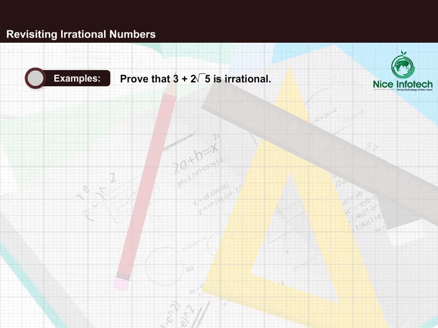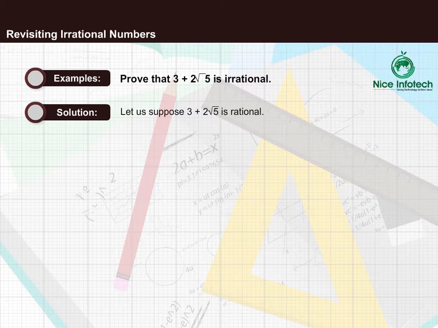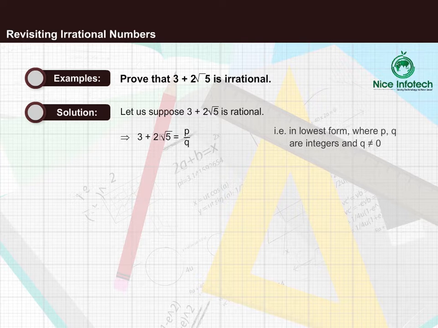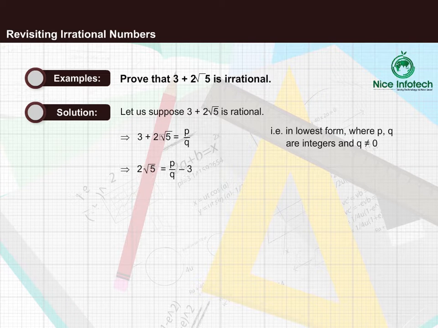Let us understand it with the help of an example. Prove that 3 plus 2 times square root of 5 is irrational. Solution. Let us suppose the given number is a rational number. This implies we can write it in p over q form, that is, in lowest form, where p, q are integers and q is not equal to 0.